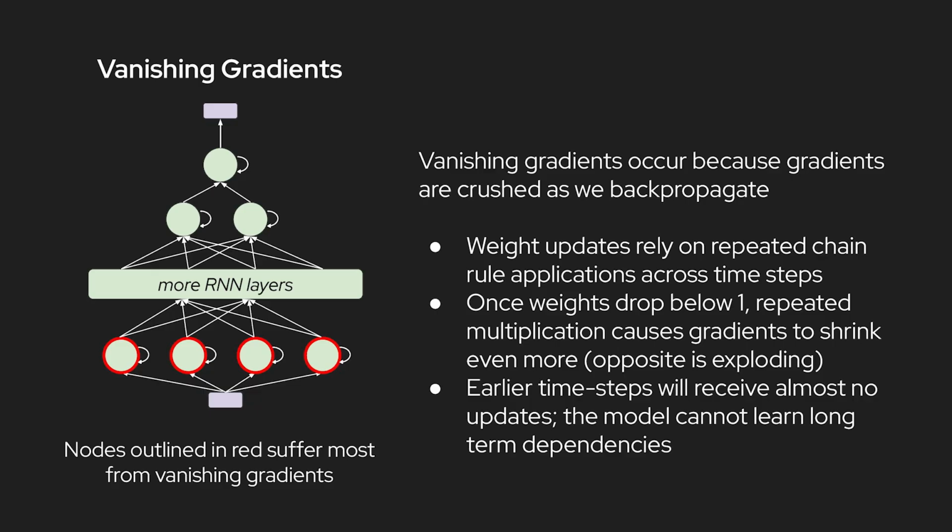As a result, earlier time steps receive much smaller updates, and the network struggles to learn long-range dependencies. I won't delve too deeply into the math here, but as the sequence length increases, the learning efficiency of RNNs drops significantly due to this effect.